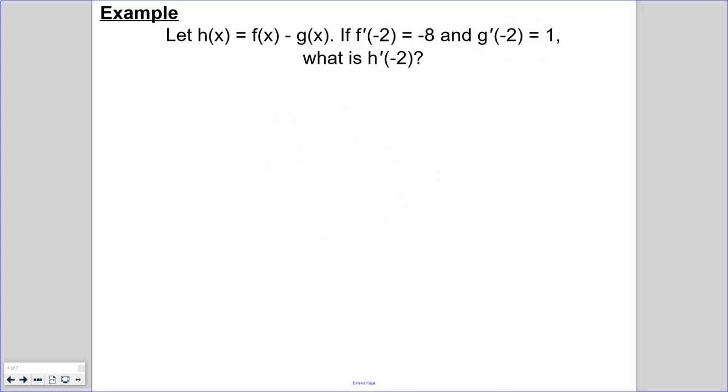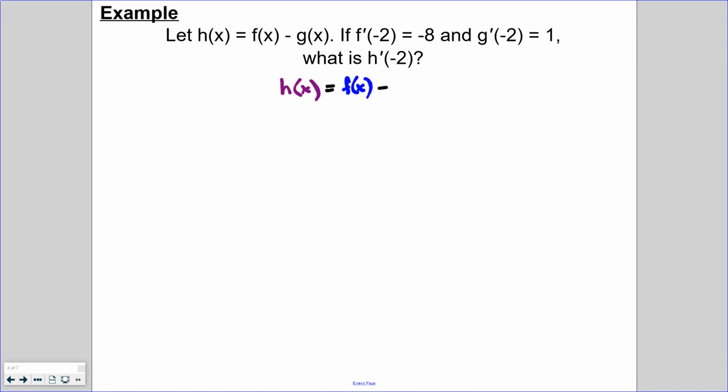All right, let's take a look at another example, but this time we're trying to find the difference between two functions. So we're going to let h of x equal f of x minus g of x. And we're told that f prime of negative 2 is negative 8 and g prime of negative 2 is 1. What is h prime of negative 2? So we're going to go about this the same way. We're going to start with our function. h of x is equal to f of x minus g of x.